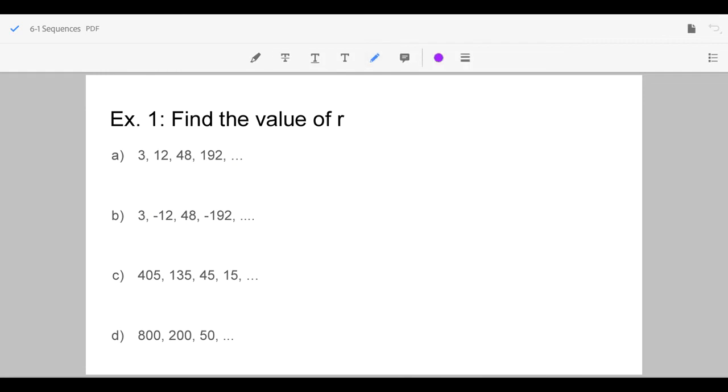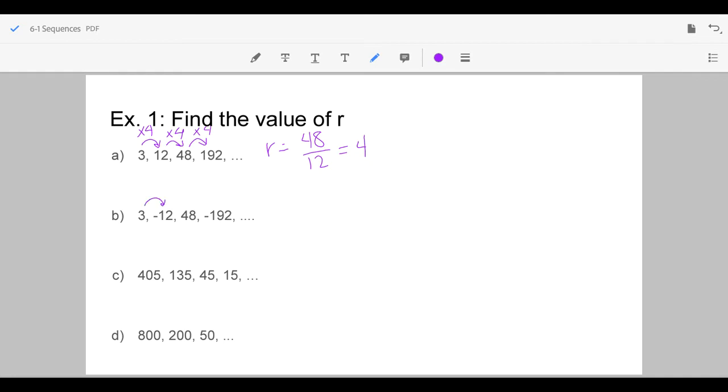So we're going to look at some examples here. All we're going to look for in this case is the value of r. So from 3 to 12, we would have to multiply by 4. From 12 to 48, multiply by 4. 48 to 192, we'd multiply by 4. So r, we could take any of these, so let's say 48, and divide it by the previous one, so divided by 12, and we get that r is equal to 4.